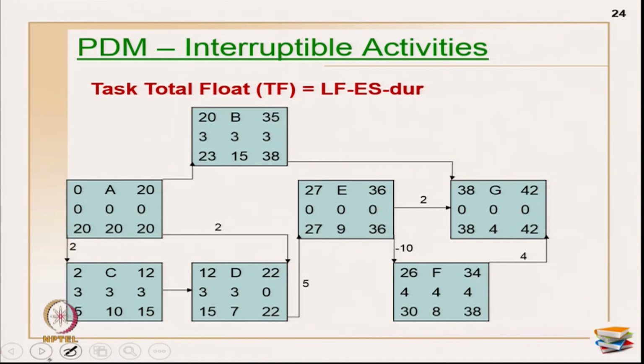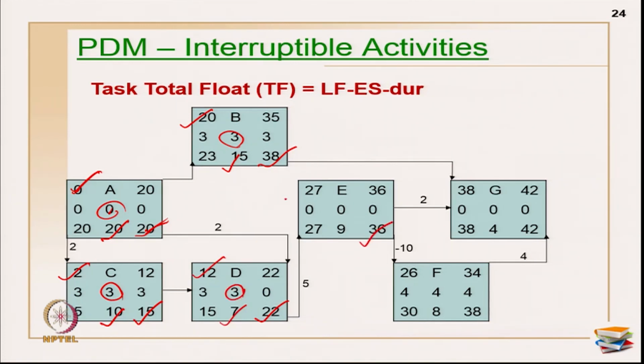Okay. Now, I am going to see the total task floats. Task total float is late finish minus early start minus duration. So, 20 minus 0 minus 20, this becomes 0. 38 minus 20 minus 15, this becomes 3. Okay. 15 minus 2 minus 10, this becomes 3. 22 minus 12 minus 7, this becomes 3.